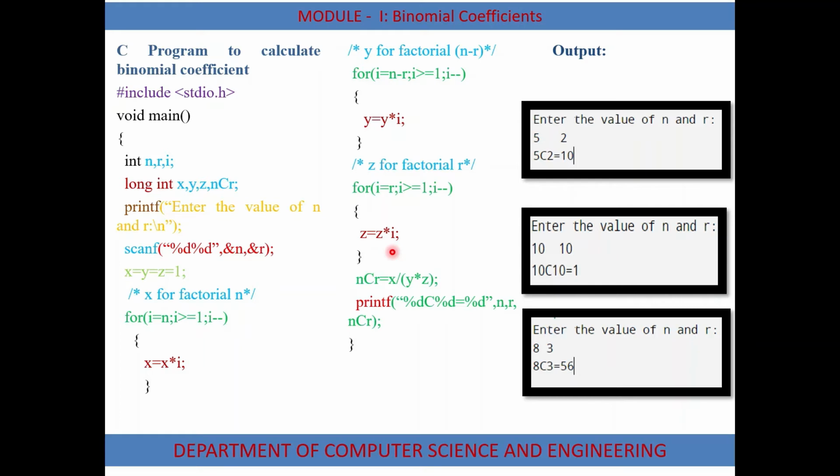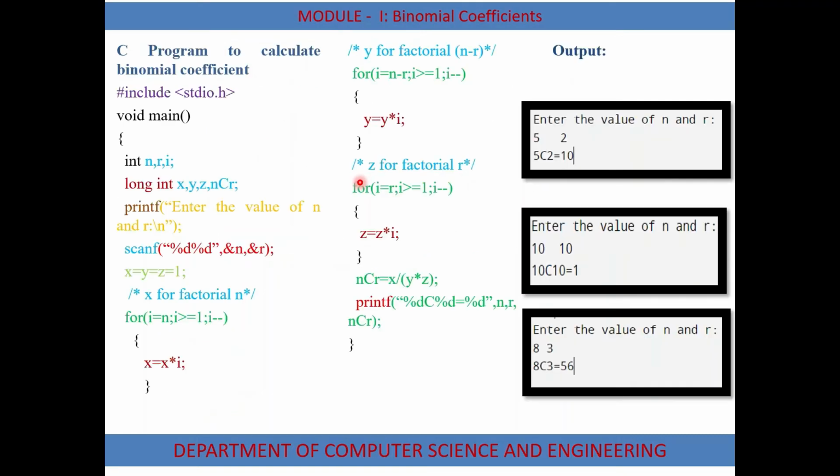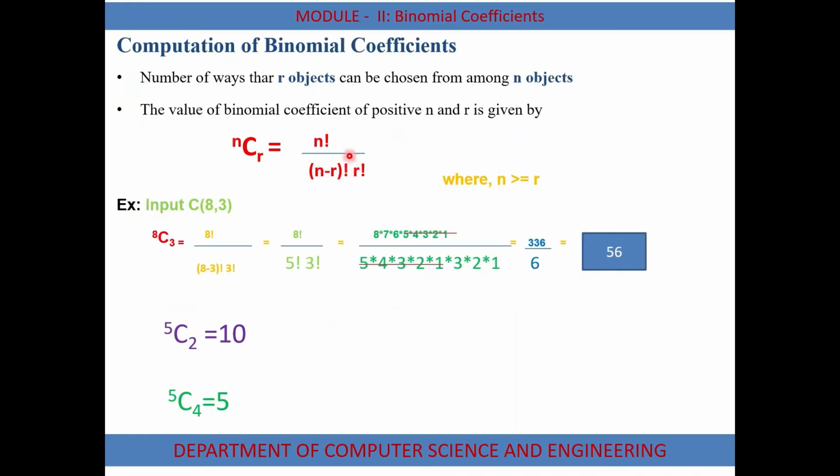Okay. So this formula, r factorial, is nothing but this value, 2 factorial. 2 factorial is nothing but 2 into 1, that is nothing but 2 itself. From this program itself we got the value of z. Now finally compute the binomial coefficient, that is nCr is equal to x divided by y into z. That is nothing but this same formula, x, this term, divided by y into z.